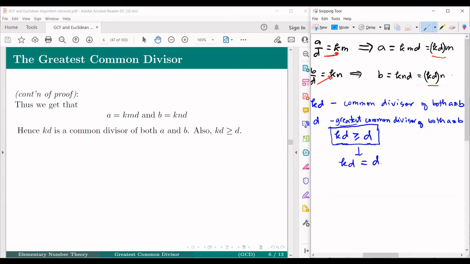Can you follow? Because KD is a common divisor of both A and B, while D is the greatest common divisor of both A and B, hence this inequality here, greater than or equal, will only hold when KD is equal to D. Follow? Now, in that case, when KD is equal to D, we mean K is equal to 1.